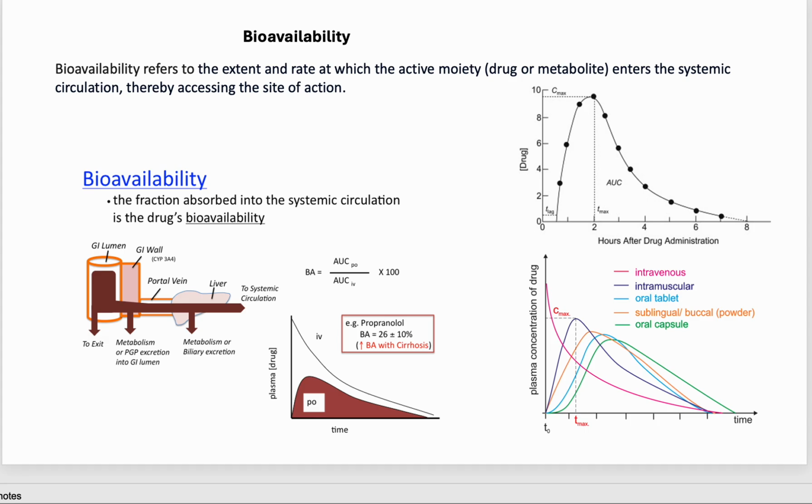Now, absorption varies among different individuals, and there are drug related factors that influence the rate of absorption. So not everyone absorbs any particular drug in the same way. There are various factors that influence absorption, such as molecular weight, pH of the environment, the formulation, the surface area, blood flow, and solubility.